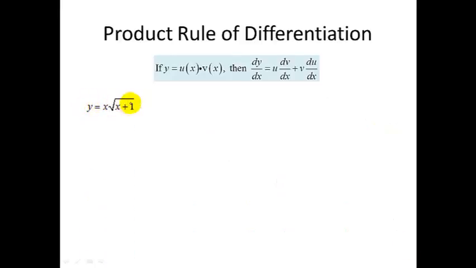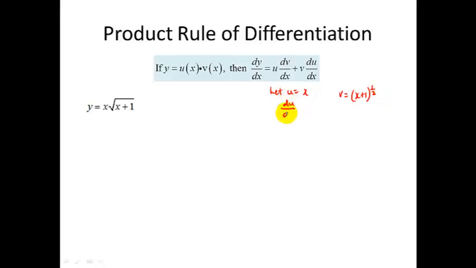Now let's give this a go. Let's try and differentiate this. Can you recognize what is u and what is v? I will let u be x. That's the first term, first function. And I'll let v be (x plus 1) power half, since square root is power half.